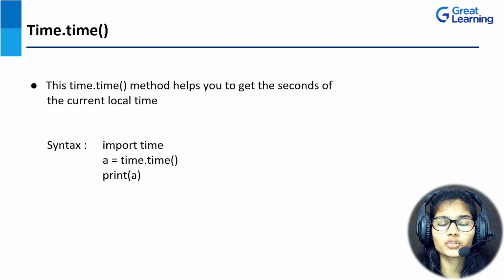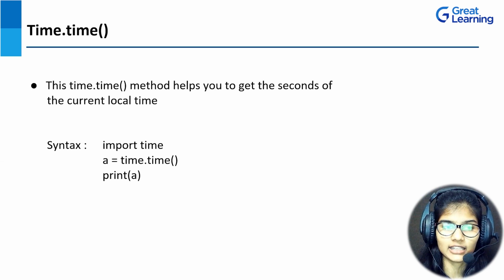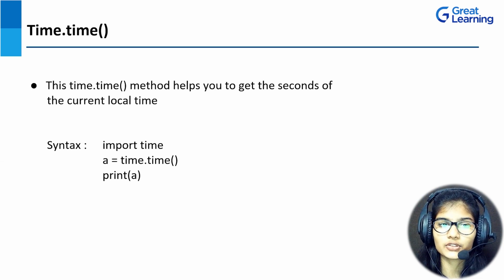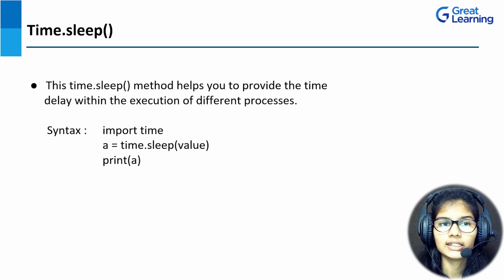Fine. So this time.time method helps you get the seconds of the current local time. Whenever you want the seconds of the current local time, this time function allows you to do that. And how you do that is simply you write import time, you import the module, and time.time, and you just print the relevant variable in which you have called your time function. Right, this is how you do it.